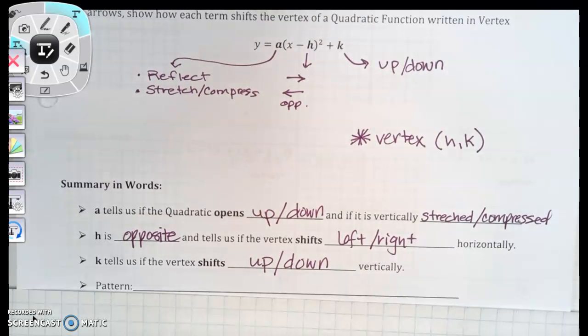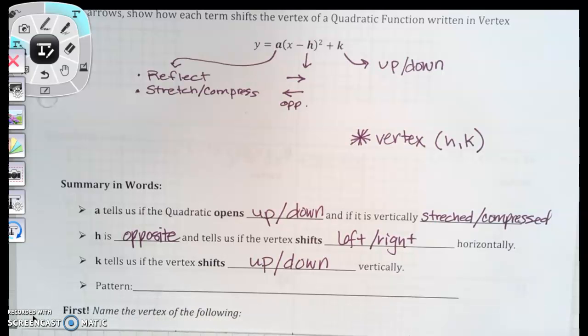Here is a summary in words. The a in the equation tells us if the quadratic opens up or down, and if it is vertically stretched or compressed. The h in that equation is opposite, because there's that negative sign in there, and tells us if the vertex shifts left or right, and that's horizontally. The k in that equation tells us if the vertex shifts up or down vertically. If there's anything you want to write on that last line, go for it, or just leave it blank.